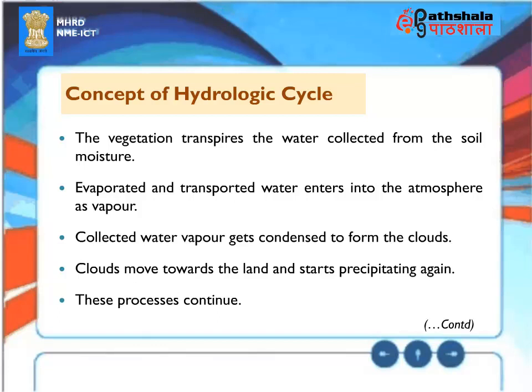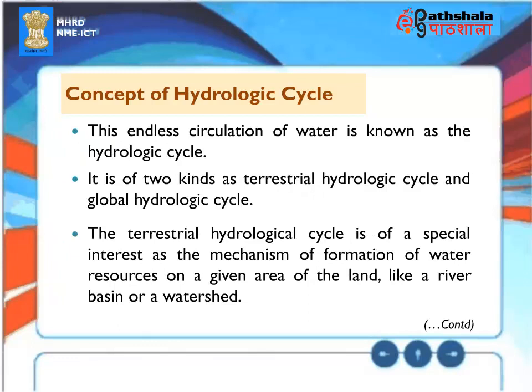Evaporated and transported water enters the atmosphere as vapor. Collected water vapor gets condensed to form the clouds. Clouds move towards the land and start precipitating again. These processes continue. This endless circulation of water is known as the hydrologic cycle.